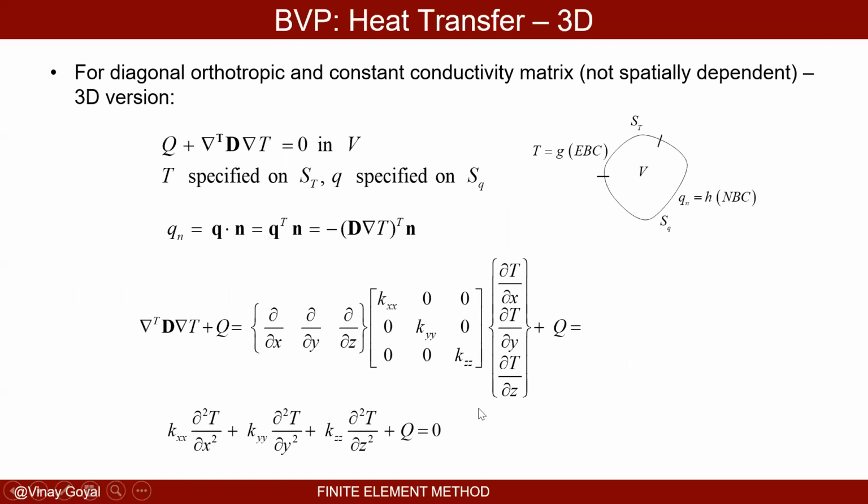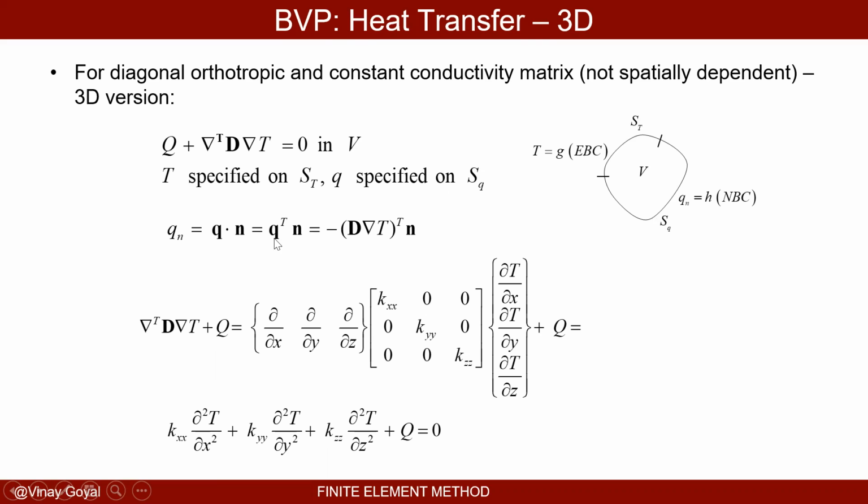And so, if you recall, for diagonal orthotropic and constant conductivity matrix, and when I say constant conductivity matrix, what I mean is not spatially dependent, the 3D version of the governing equations that we had previously discussed is given by Q plus gradient D gradient T equals 0, and that's in V. And T is the temperature specified on that surface, and q is the one specified on the natural boundary condition on this surface right here.